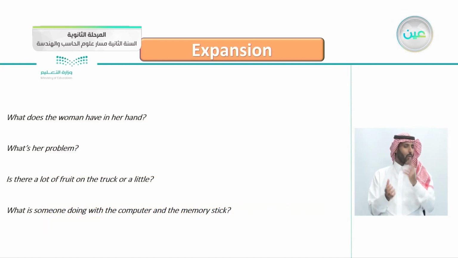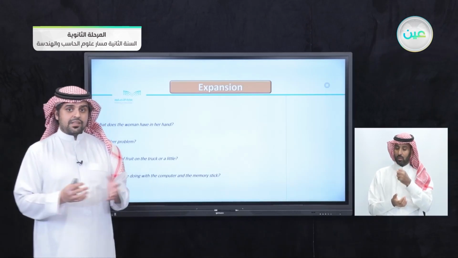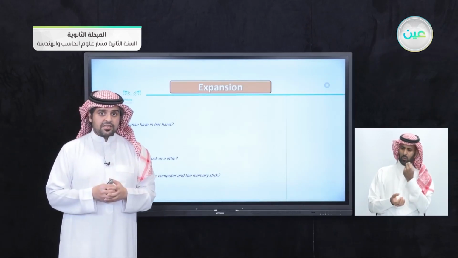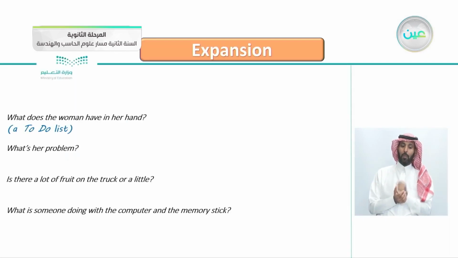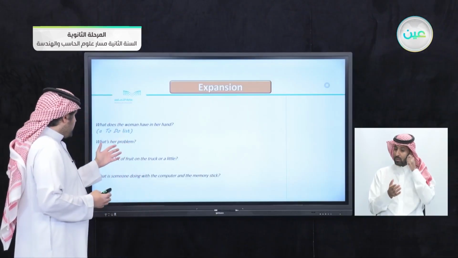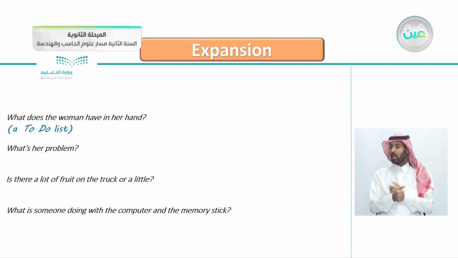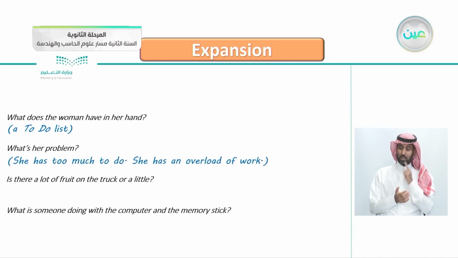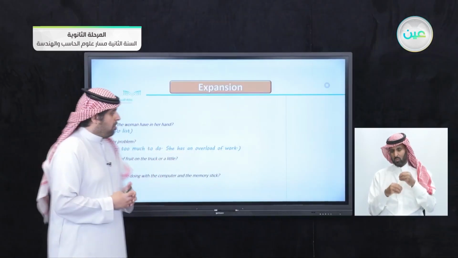So what does the woman have in her hand? Look at the picture. What does the woman have in her hand? And she is so much surprised to see it. Yes, a to-do list, a lot of to-do list actually. What's her problem? Why does she seem confused? So yes, she has too much to do. She has an overload of work, an overload of work.